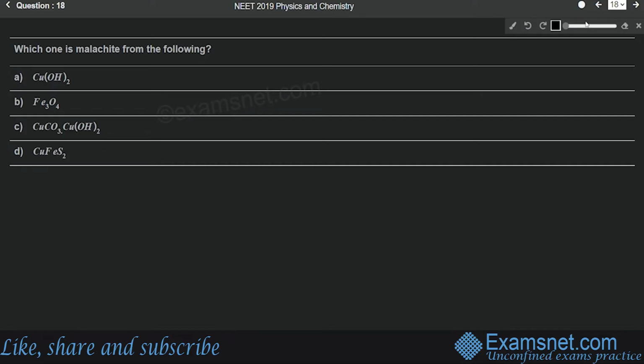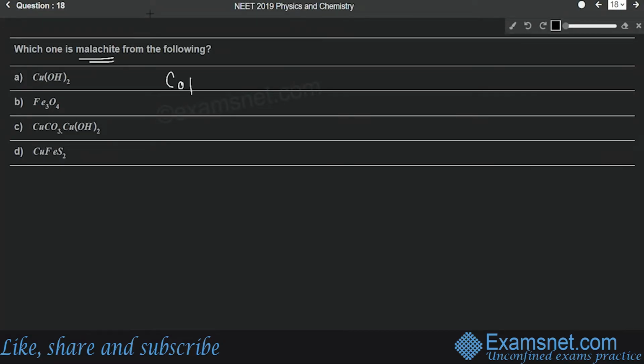Question number 18 is from the chapter General Processes and Principles of Isolation of Elements. And the question is, which one is malachite from the following? Okay, so this is just a memory based question. We know that malachite is a copper carbonate hydroxide mineral. Okay, that means it is a basic copper carbonate mineral.